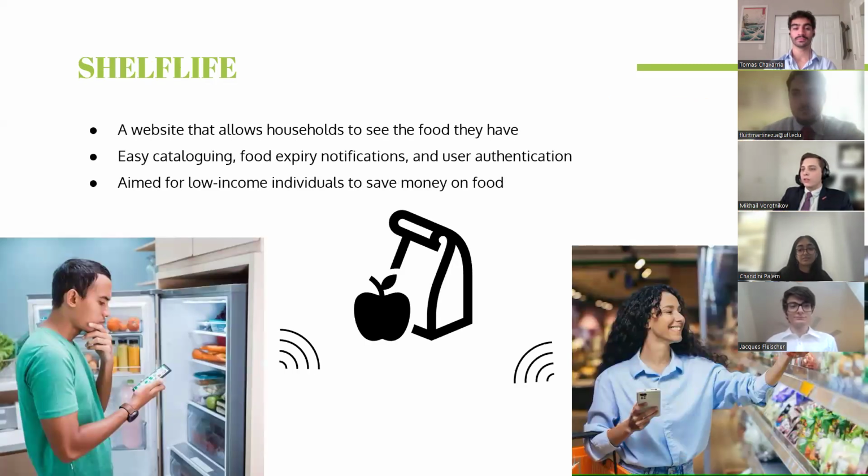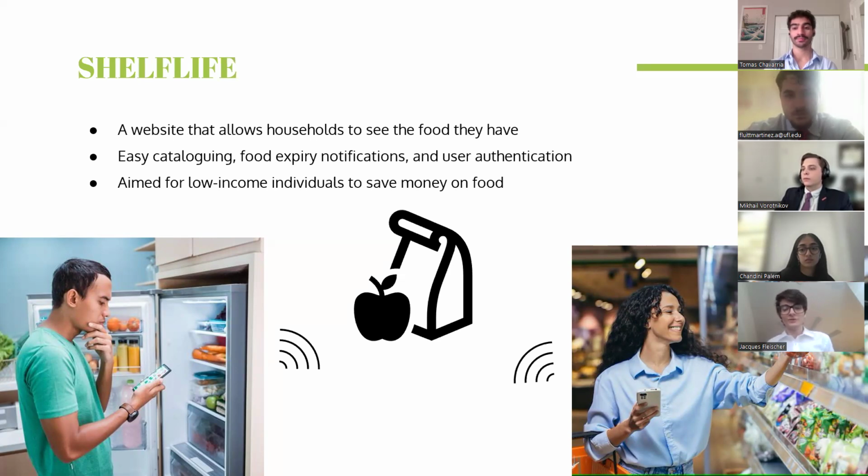ShelfLife is a website that helps households to keep track of the food they have. We are trying to make it super easy to use with features like a simple food catalog, notifications for when food is about to expire, and a very secure, simple login for users, of course. So we're designing ShelfLife to help low-income individuals save money on food, but it's also perfect for people who tend to forget what's in their fridge. And really, it's for anyone who wants to manage their food better.